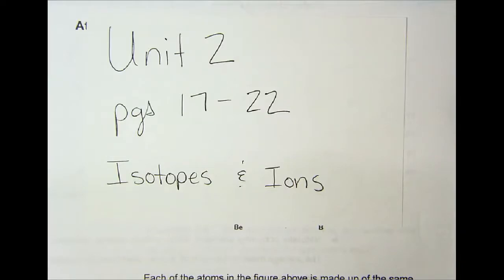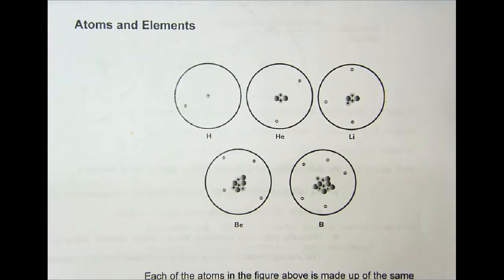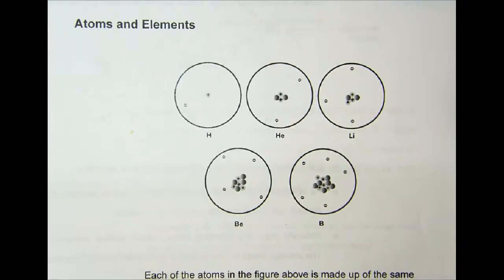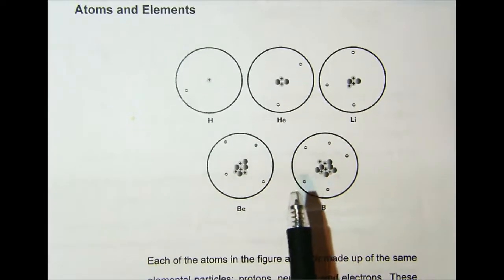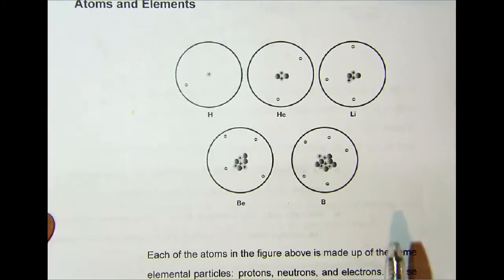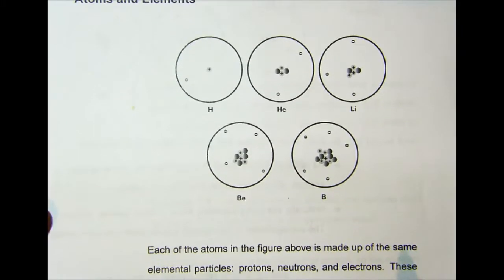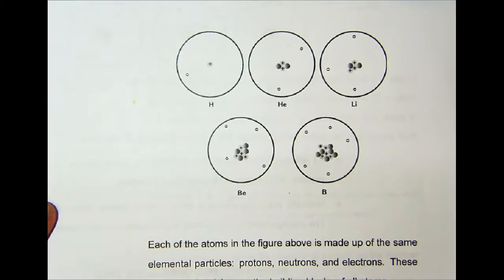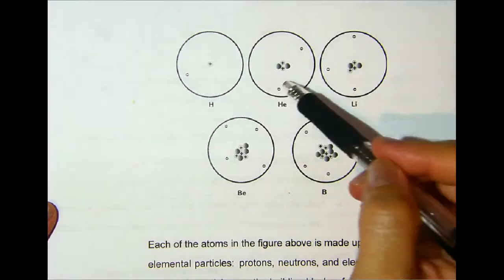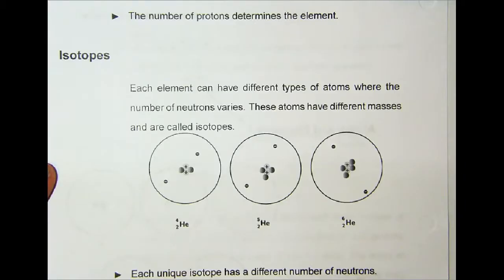Unit 2, pages 17 through 22, Isotopes and Ions. Atoms and elements. Each of the atoms in the figure above is made up of the same elemental particles, protons, neutrons, and electrons. These subatomic particles are the building blocks of all atoms. All atoms of the same element have the same number of protons. All helium atoms must have 2 protons. The number of protons determines the element.